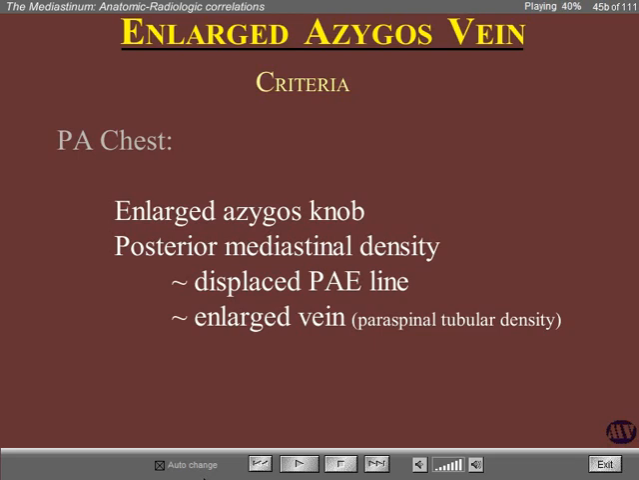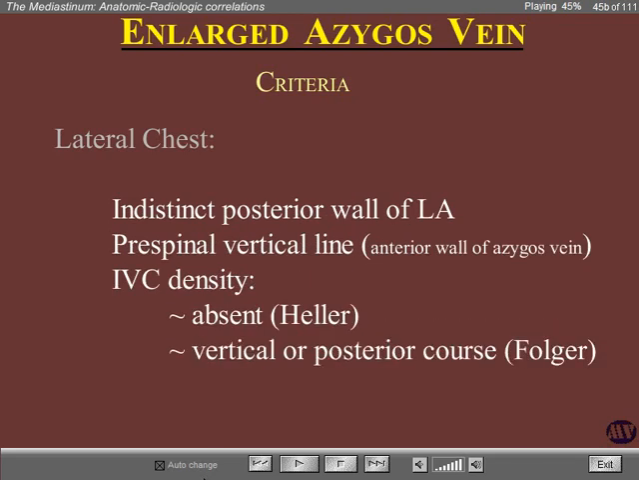inferior vena cava. In the lateral view of the chest, the enlarged azygos vein in patients who have azygos continuation of the inferior vena cava shows indistinct posterior wall of the left atrium, the presence of a pre-spinal vertical line which represents the anterior wall of the azygos vein, and an inferior vena cava density that either is absent according to Heller, or it has a vertical or posterior course according to Folger.